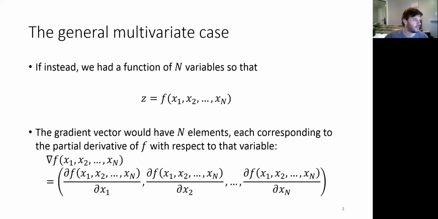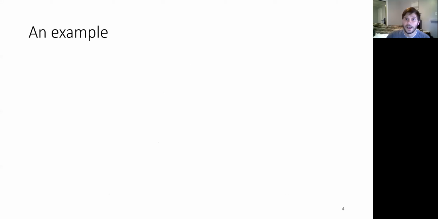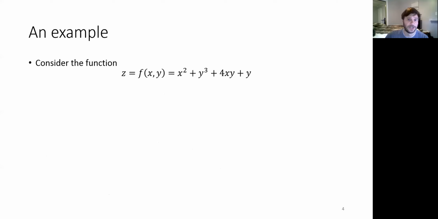We're going to keep it fairly simple here in three dimensions just because it's easier for us graphically to represent things in three dimensions. And that will also be the case when we move on to our gradient descent segment. But we're going to consider the following function here. We'll just go through a numerical example of calculating the gradient. So we have x squared plus y cubed plus 4xy plus y.